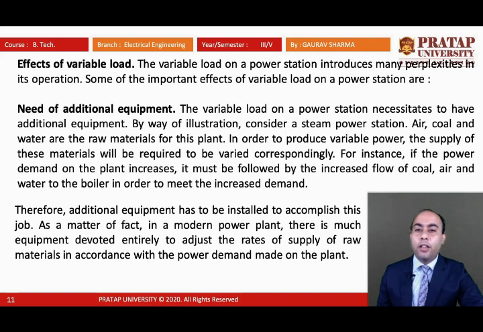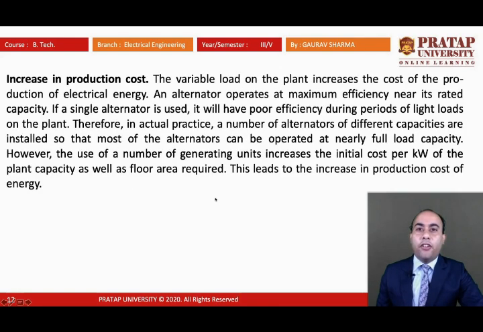By way of illustration, consider a steam power station. Air, coal and water are the raw materials for this plant. In order to produce variable power, the supply of these materials will be required to be varied correspondingly. For instance, if the power demand of the plant increases, it must be followed by an increase in the flow of coal, air and water. This means an increase in the production cost. The variable load on the plant increases the cost of the production of electrical energy.